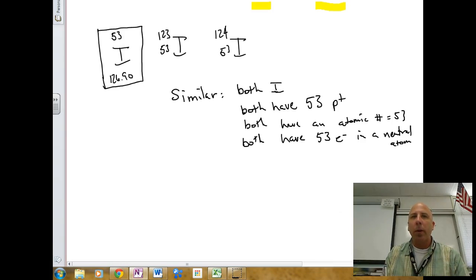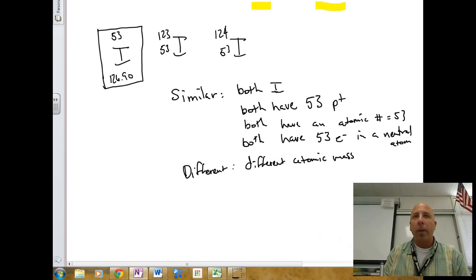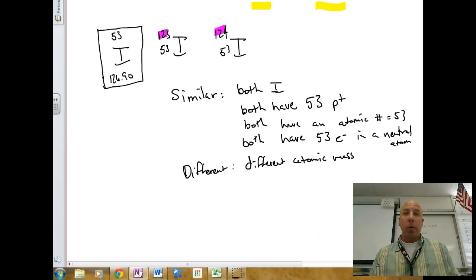Now let's talk about how they're different. Differences. Okay, so the differences, we could say that they have different atomic masses. So you notice up here that the atomic mass of this iodine is greater than the atomic mass of this iodine. So they have different atomic masses. Let's see, what else is different about them? Well, we can calculate the number of neutrons, and so they have different number of neutrons.